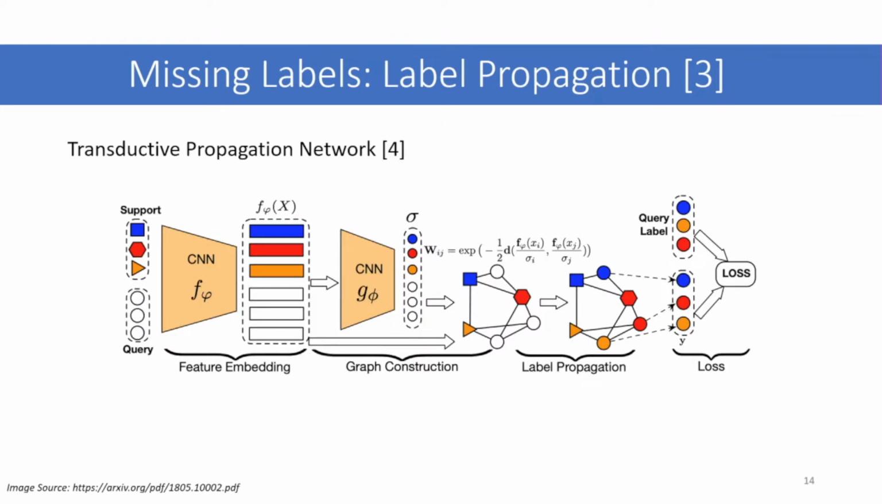Then there are networks like this transductive propagation network that does exactly that, right? It works end-to-end, gets your data, does the graph construction, and uses a similarity matrix to propagate the labels in that graph, right? So that means we can apply label propagation using deep learning. We can learn it, and it works.